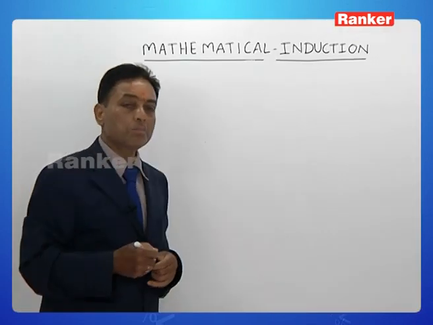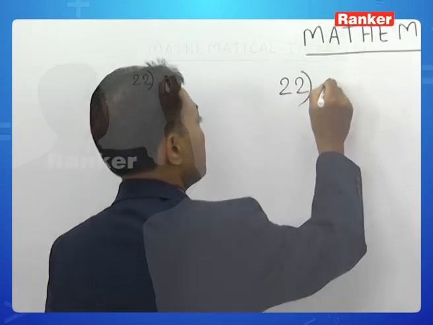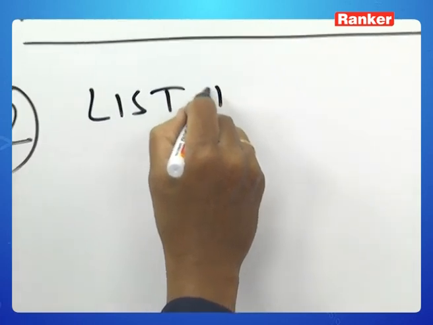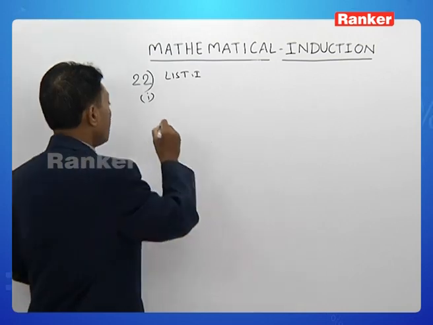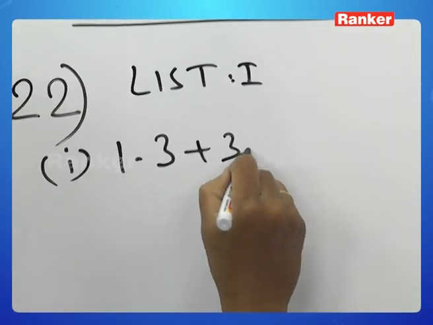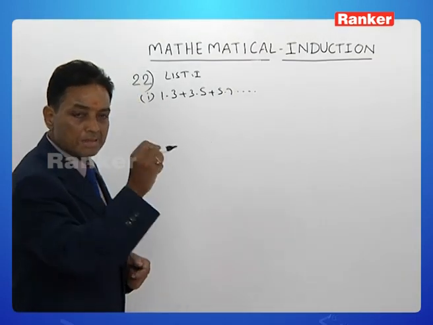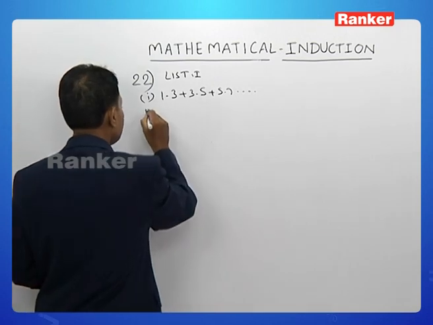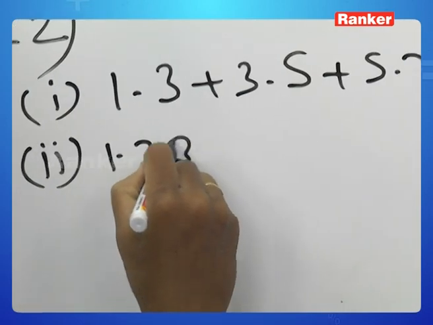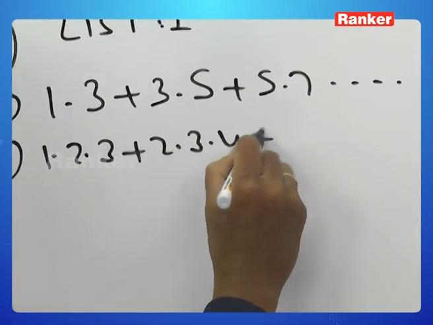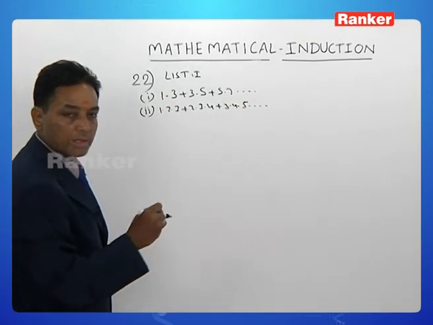Let us see what is the right option. Let us verify. List 1, Roman number 1: 1 into 3 plus 3 into 5 plus 5 into 7, and so on up to n terms. The sum we have to write. Roman number 2: 1 into 2 into 3 plus 2 into 3 into 4 plus 3 into 4 into 5 and so on, n terms. Sum of these values.